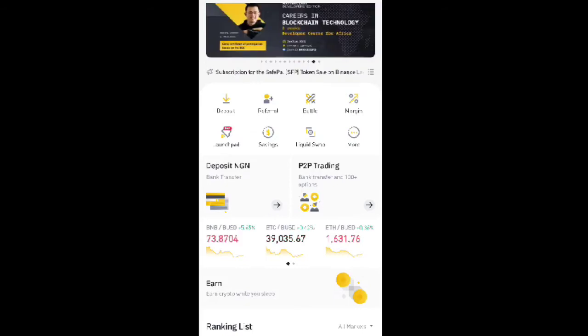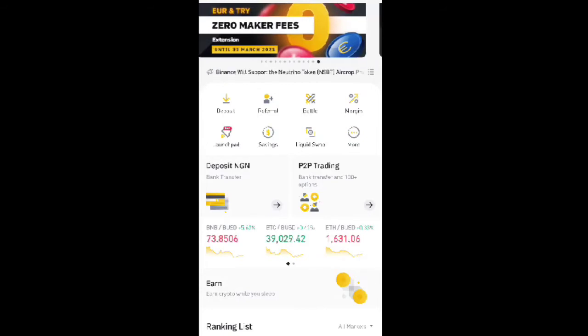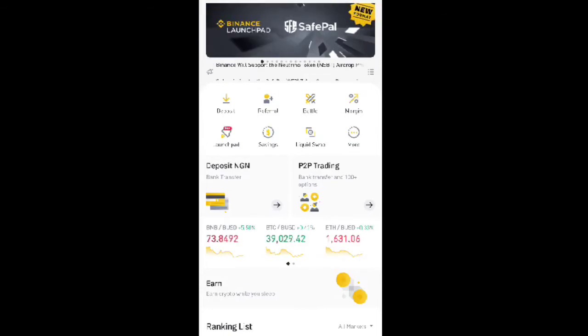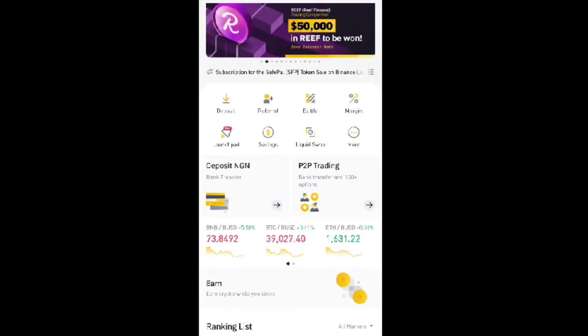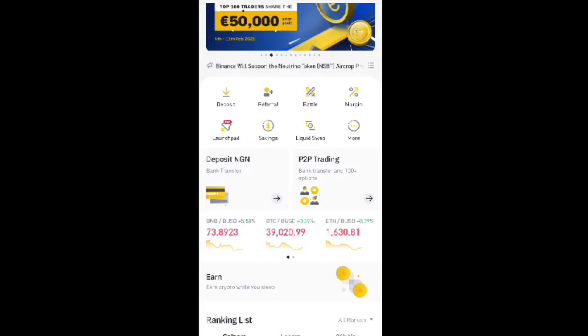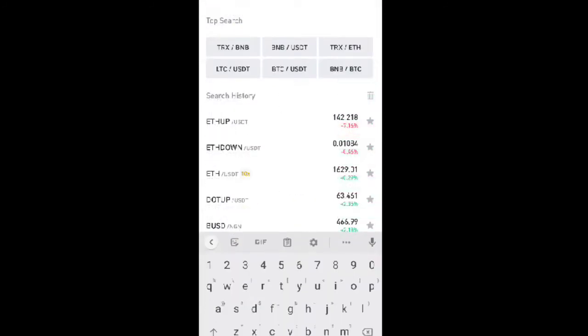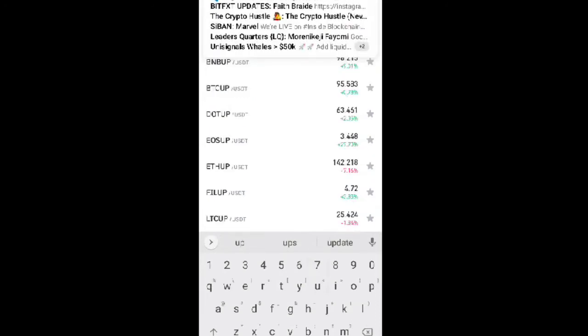Now, on OKEx, for example, the leverage tokens are called bear, which means the coin will go down, and bull, which means the coin is going to go up. But on Binance, the leverage tokens are called up or down. Take for example now, let's go to up, check up. Now, these are coins that are listed as leverage tokens.